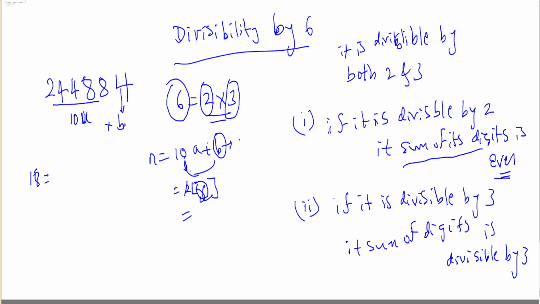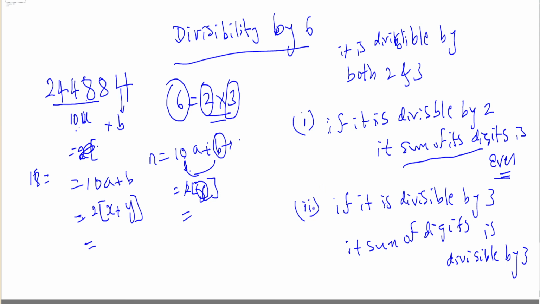By looking at the unit digit, you can say it is an even number, and you can take 2 as a common from both the sides, because this can be written in the form of 10A plus B, isn't it? Now from this side you can take 2 as a common. Now the entire number is going to be divisible by 2. Okay, this is one thing.